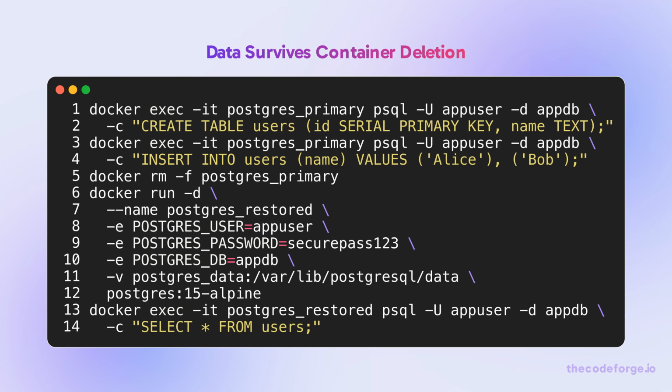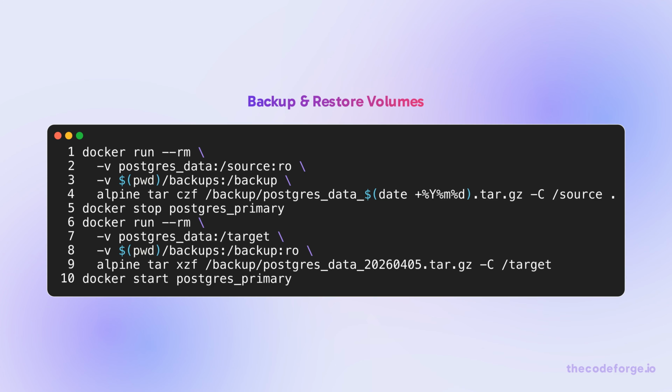We write data, then completely delete the container. When we start a brand new container with the same volume, the data is still there. This is the power of named volumes. They survive container recreation.